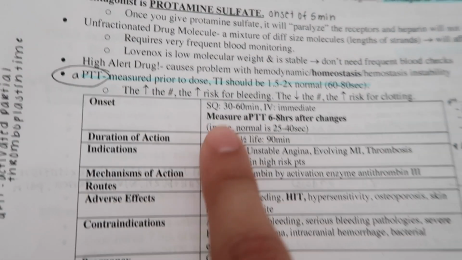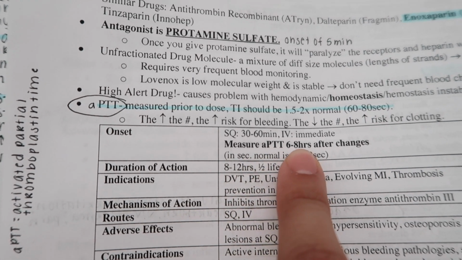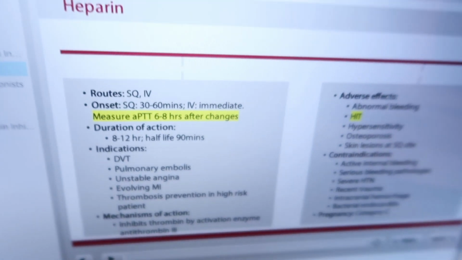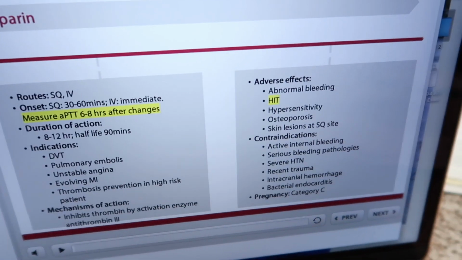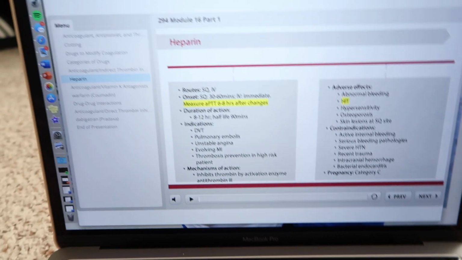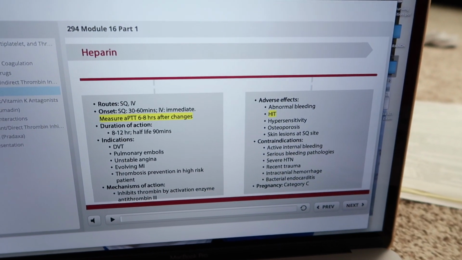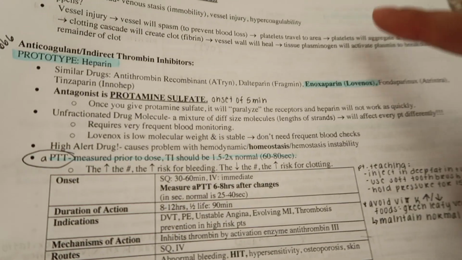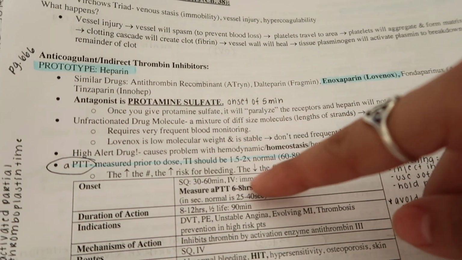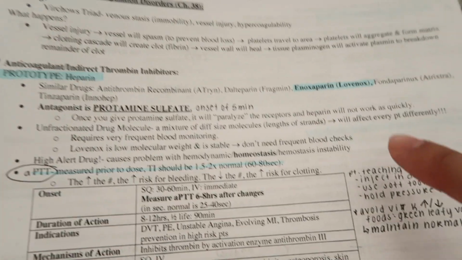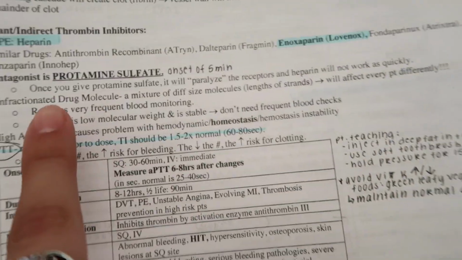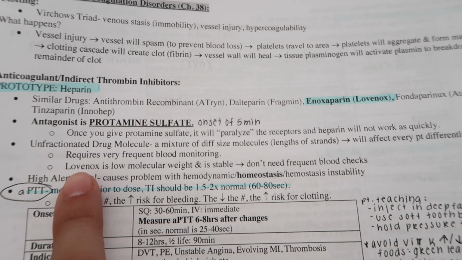So here I have HIT, the measure, prothrombin time, 6 to 8 hours after changes. You can see the same thing as highlighted on that slide. Now, this slide is probably a couple of minutes long. However, this is the only thing she's showing for heparin. Now, the rest of the stuff that she says is up here for heparin. So this is stuff that's not written on any slide, but it is stuff that she says.